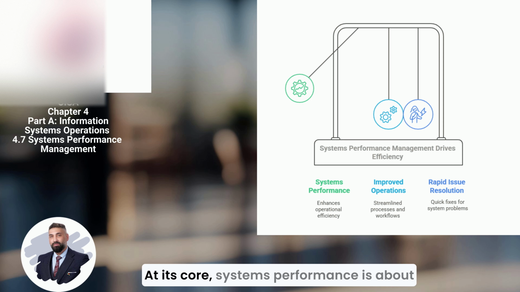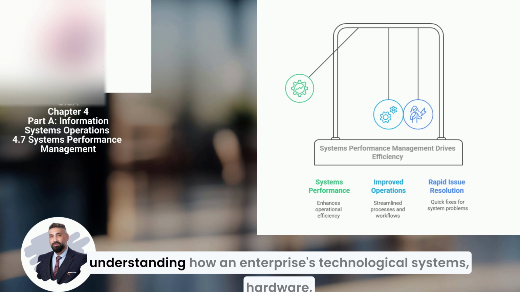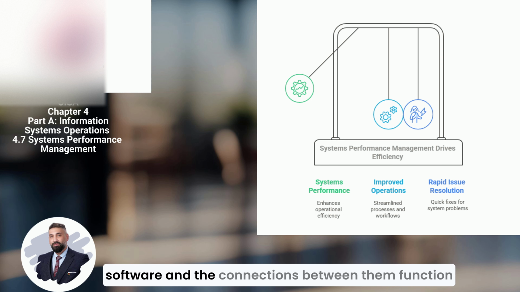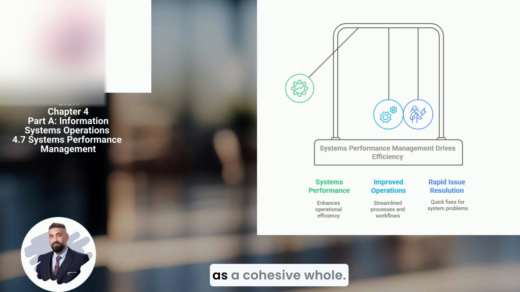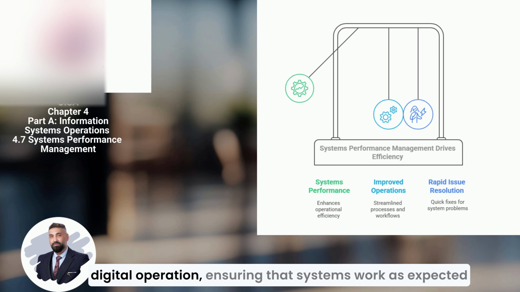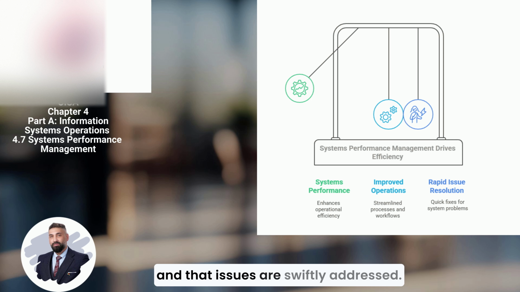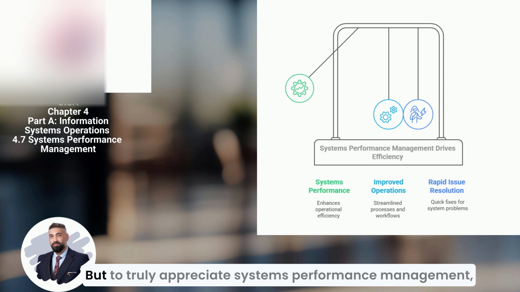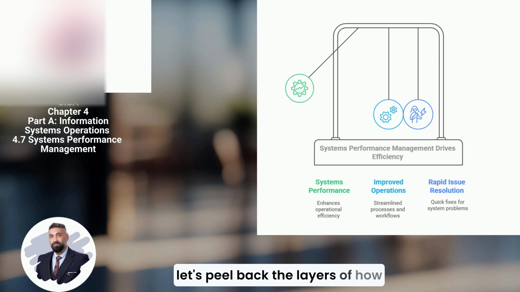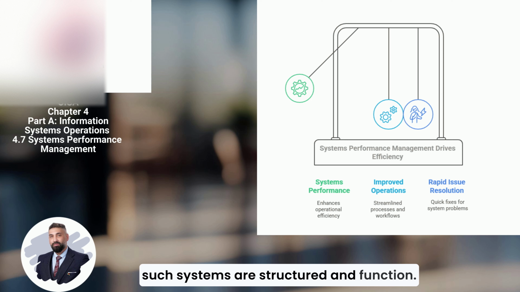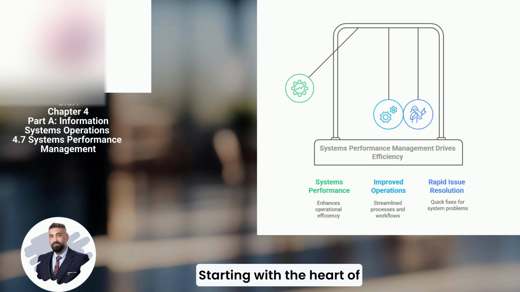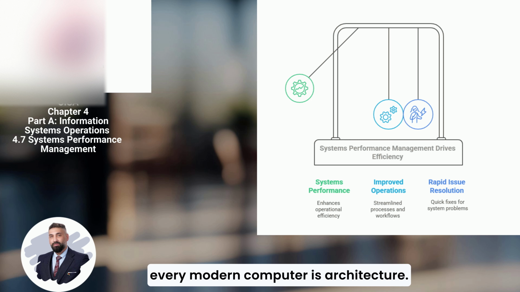At its core, systems performance is about understanding how an enterprise's technological systems, hardware, software, and the connections between them, function as a cohesive whole. Think of it as the lifeline for every digital operation, ensuring that systems work as expected and that issues are swiftly addressed. But to truly appreciate systems performance management, let's peel back the layers of how such systems are structured and function, starting with the heart of every modern computer, IS architecture.